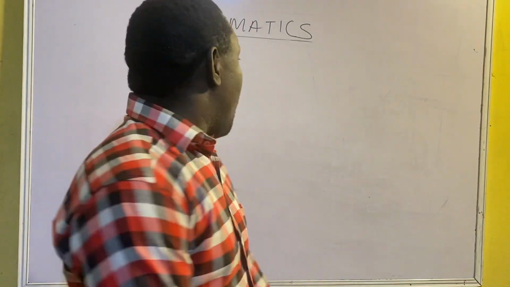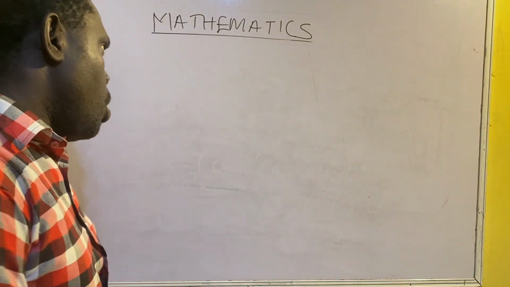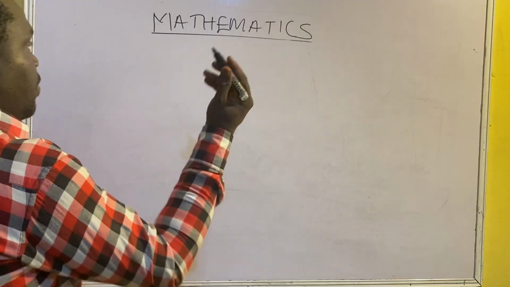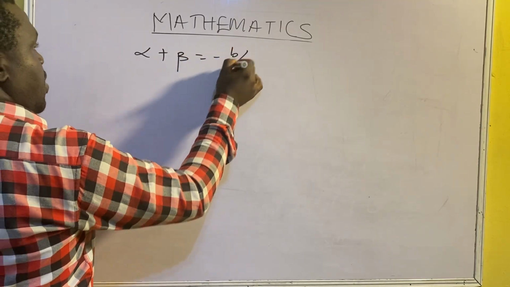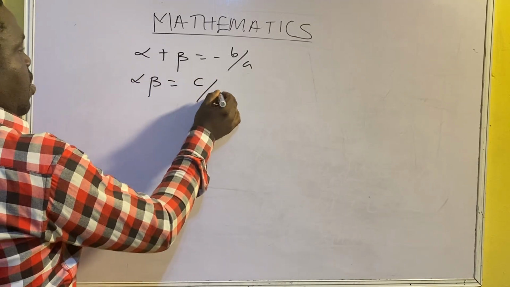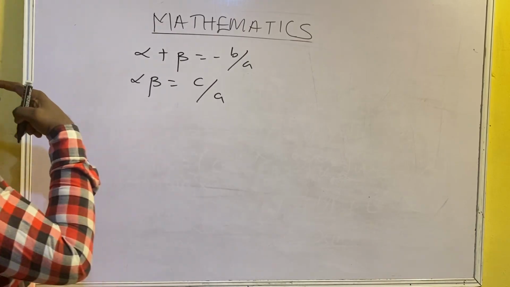I want us to look at something together quickly. The other time I derived the sum of roots. Our sum of roots is minus b over a, and the product of roots is c over a. Okay, so this is something that we know.